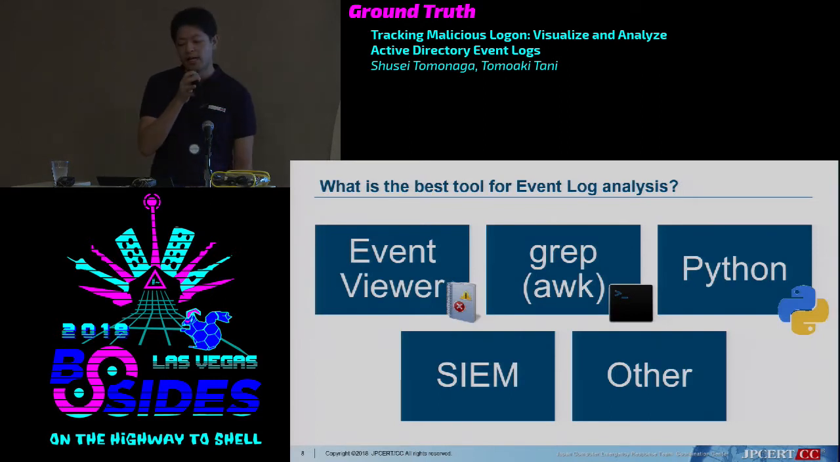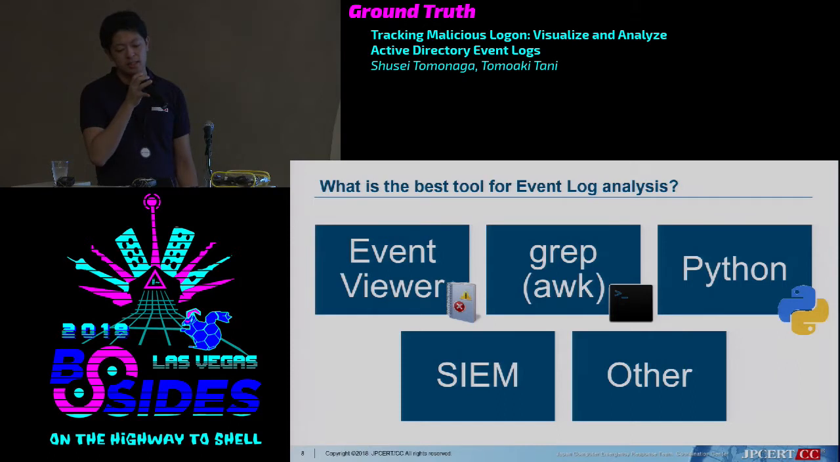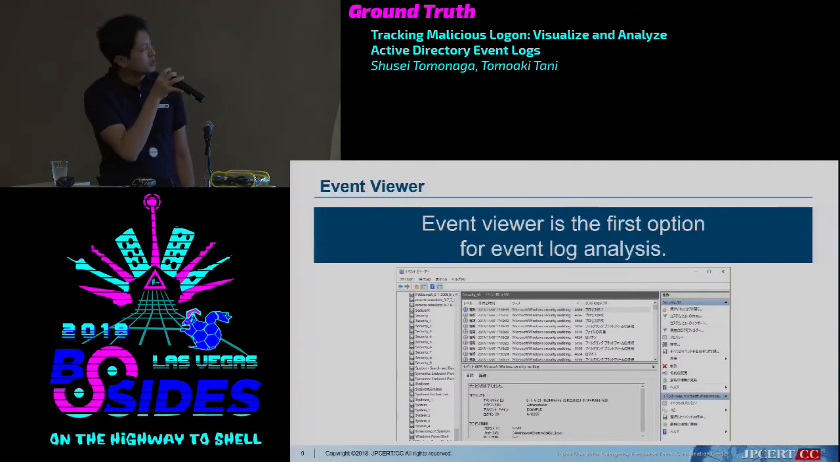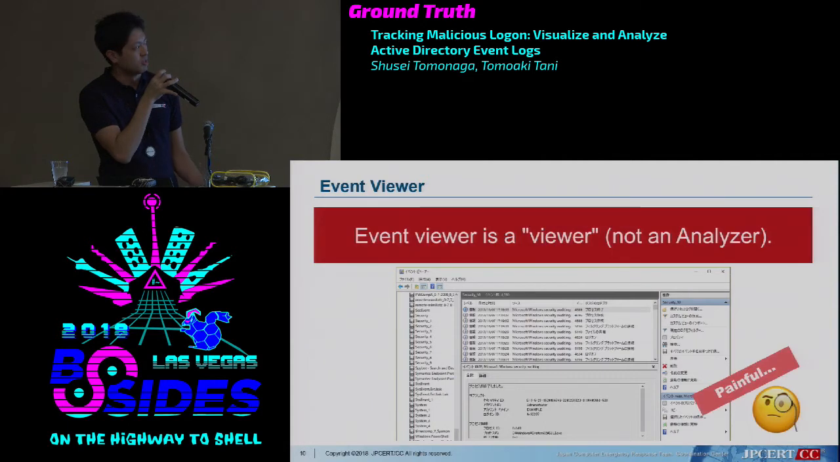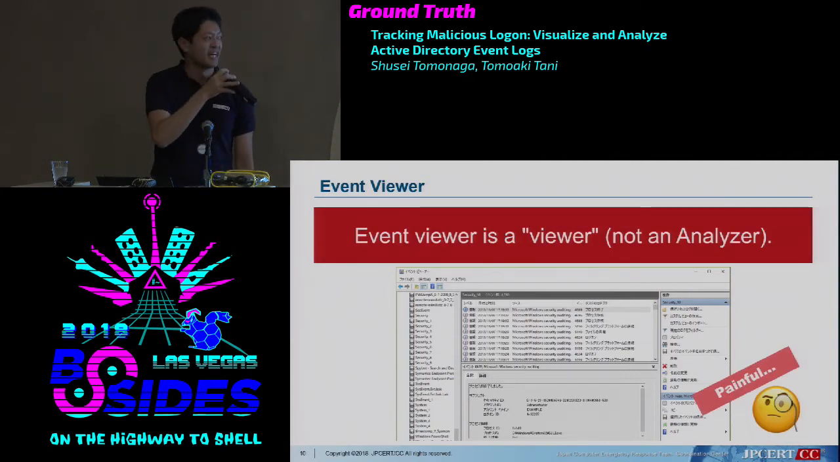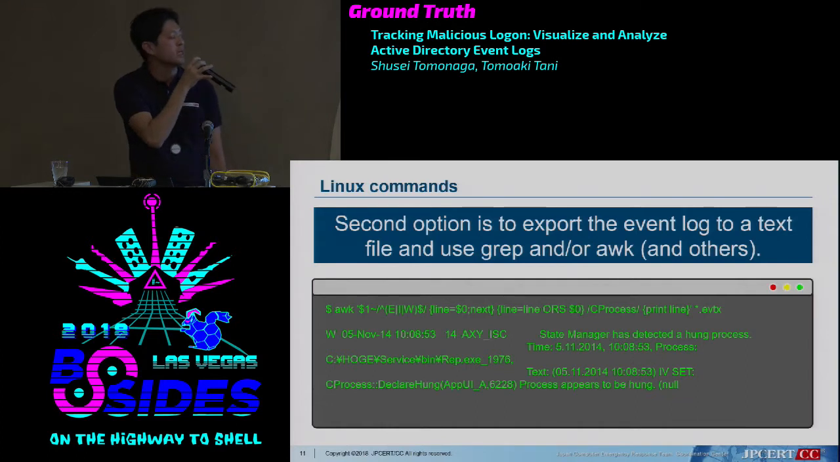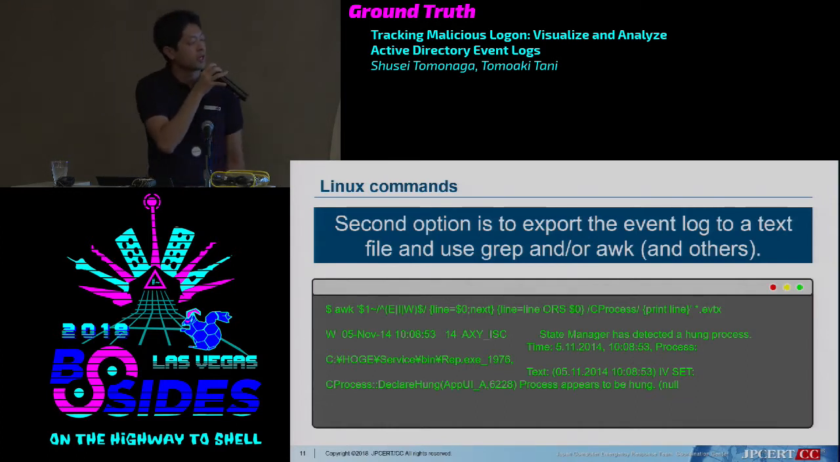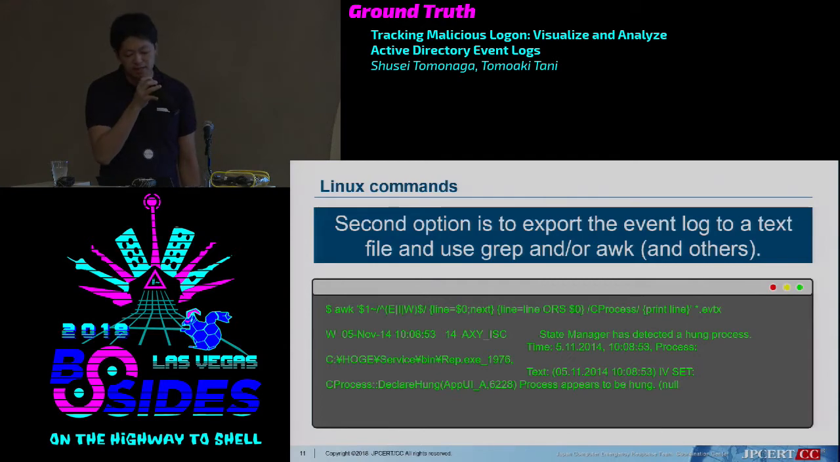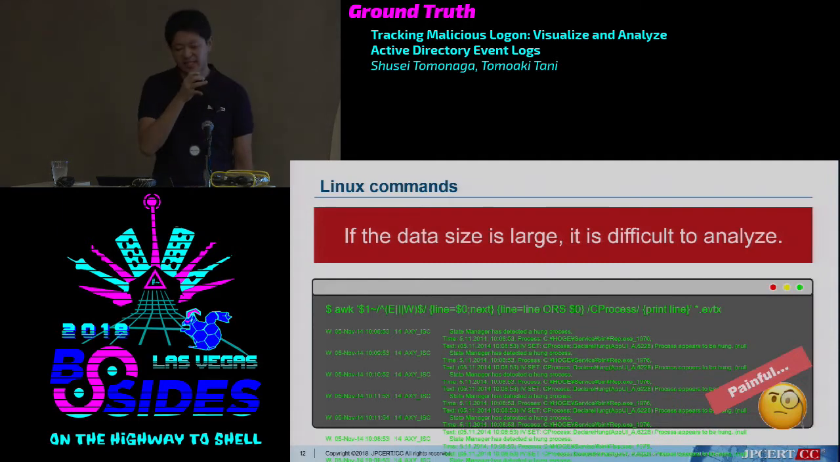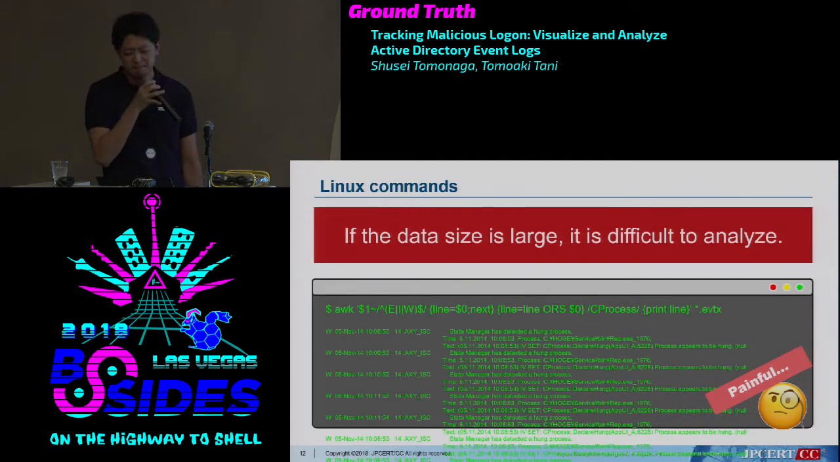So what's the best tool for event log analysis? We would like to discuss. Event Viewer could be the first option. We could use Event Viewer, but maybe everyone knows it's a viewer. It's not an analyzer, so it's very painful to analyze with. The next option is to export the event log to a text file and use grep or AWK or sed. It's much better than the viewer, but it's still painful if we have a large data size to analyze, and it's very difficult to analyze.